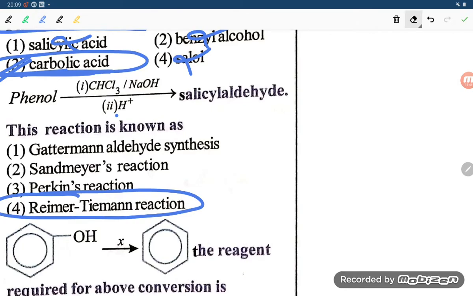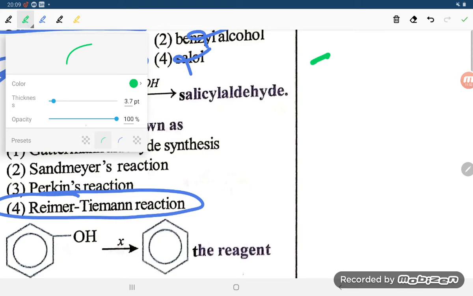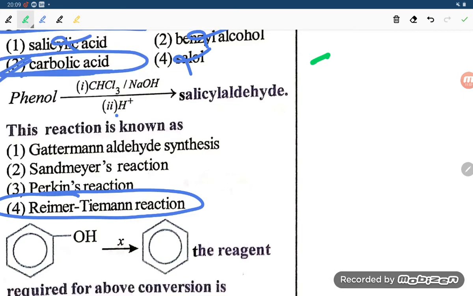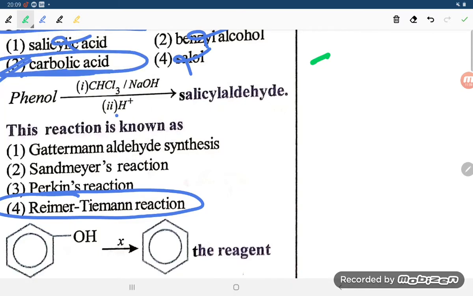Here you can see the Reimer-Tiemann reaction. One second, students, I am just trying to make it a little thicker. No, this is not becoming thicker. One second, students.